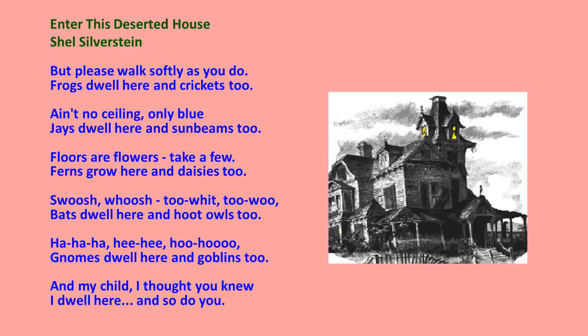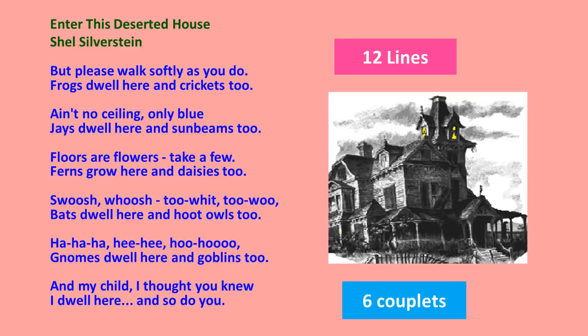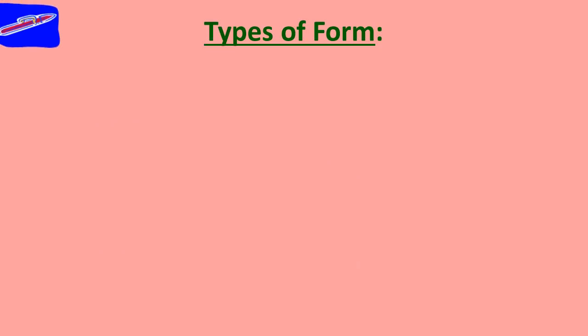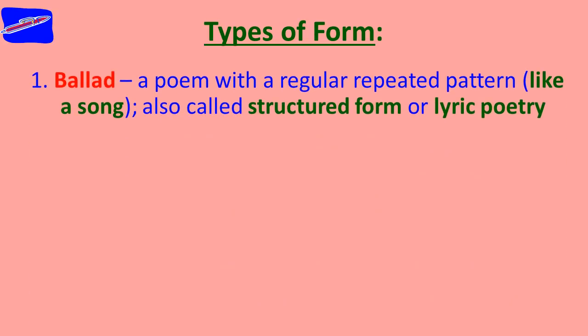Now this poem looks very different from our last example. We have 12 lines divided into groups of 2 each, meaning that we have a total of 6 couplets here. That's what we mean by form, lines, and stanzas. Now, when we talk about form, we can classify poems into groups based on the form of the poem. There are many different poetic forms in the world of literature, but we're going to simplify matters by looking at 4 basic poetic forms.